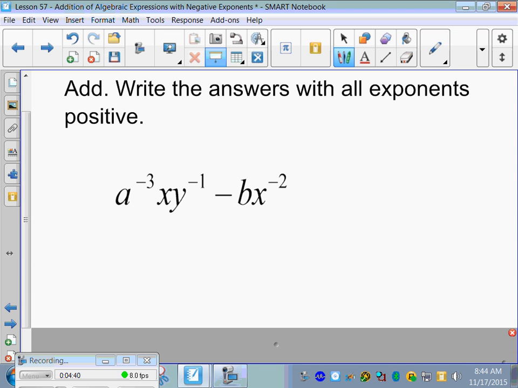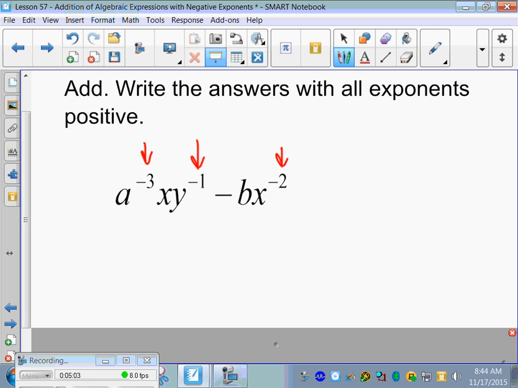A to the negative 3x, y to the negative 1, minus bx to the negative 2. All right, first up, I'm going to find all of my negative exponents. So I have a negative exponent right here, I have a negative exponent right here, and I have a negative exponent right here.